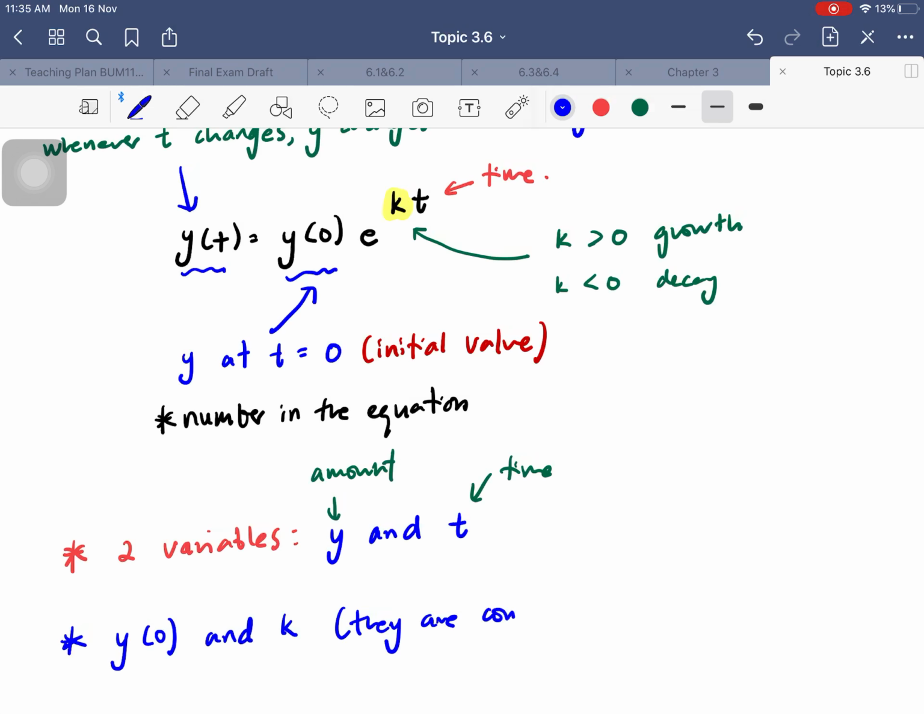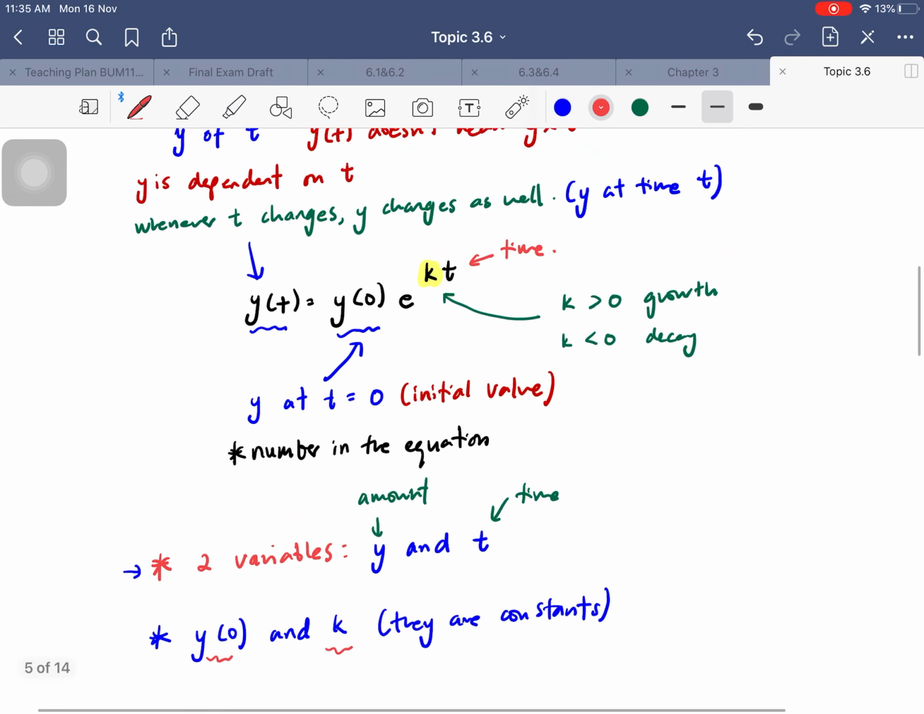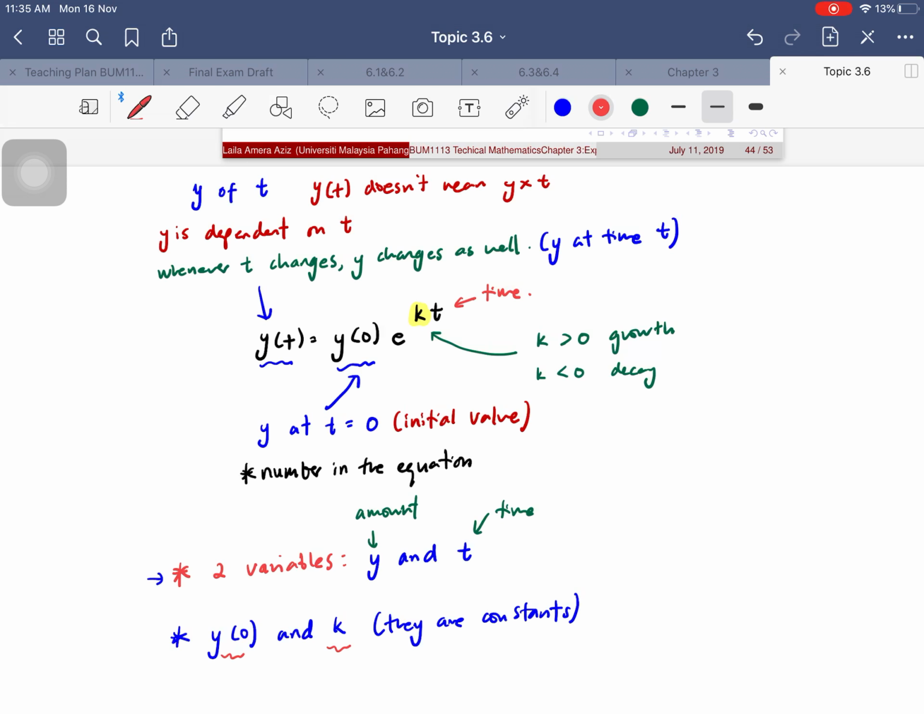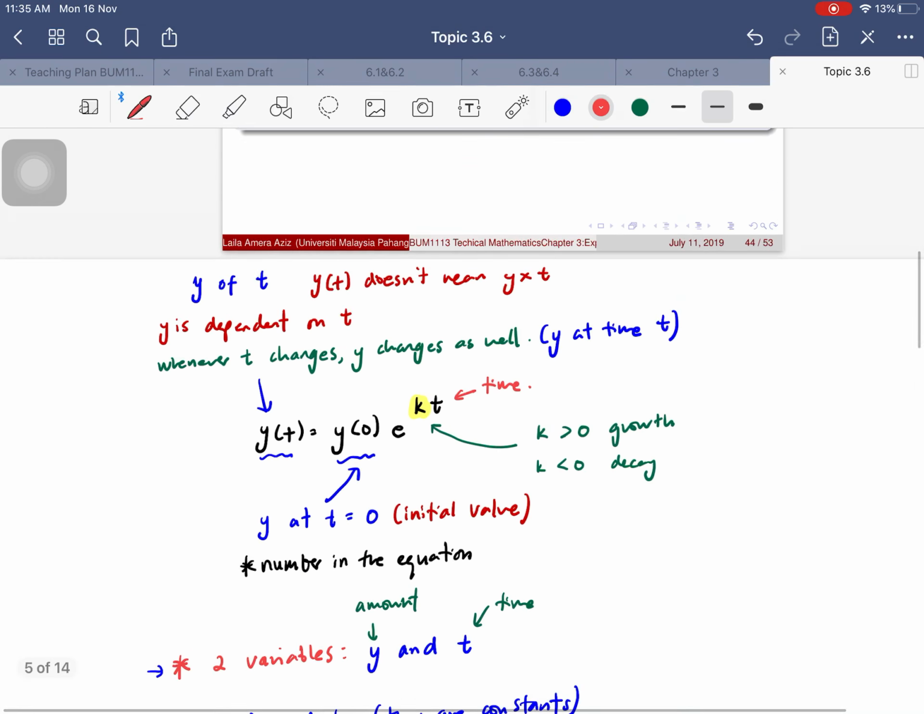Constants mean numbers. How do you find the numbers? Either they will be given, or there will be some information given that will enable you to find y0 and k. For the variables, when we write the equation, we simply copy them down. But for y0 and k, when you write this equation, you have to find the value of y0 and the value of k. When you have these two pieces of information, only then can you use the equation. It might still be very unclear how you are going to use this equation, so let's have a look at an example.